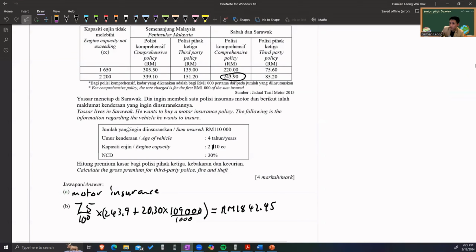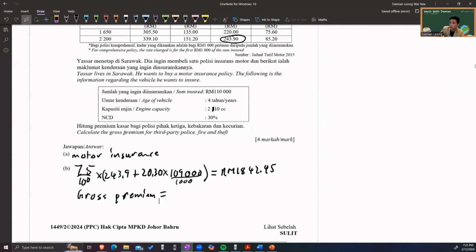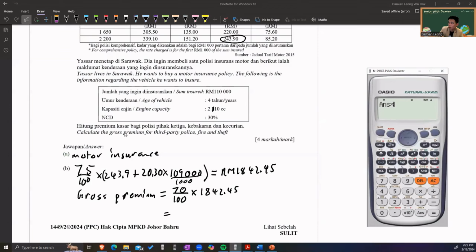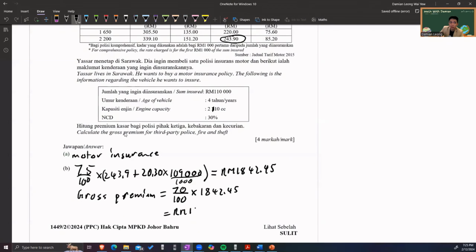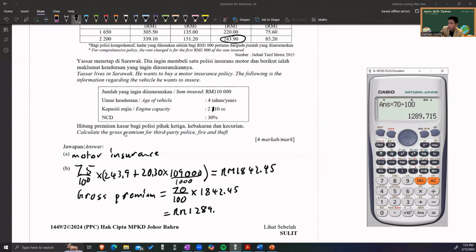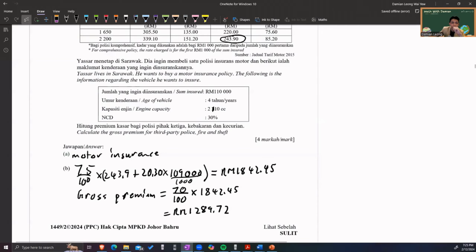1,842 ringgit 45 cents. So after the no claim discount, the gross premium, this is the basic premium. Gross premium after the 30% discount means 70% will be charged. So 70% of the 1,842.45, I get 1,289 ringgit and 72 cents. Yeah, that's it.